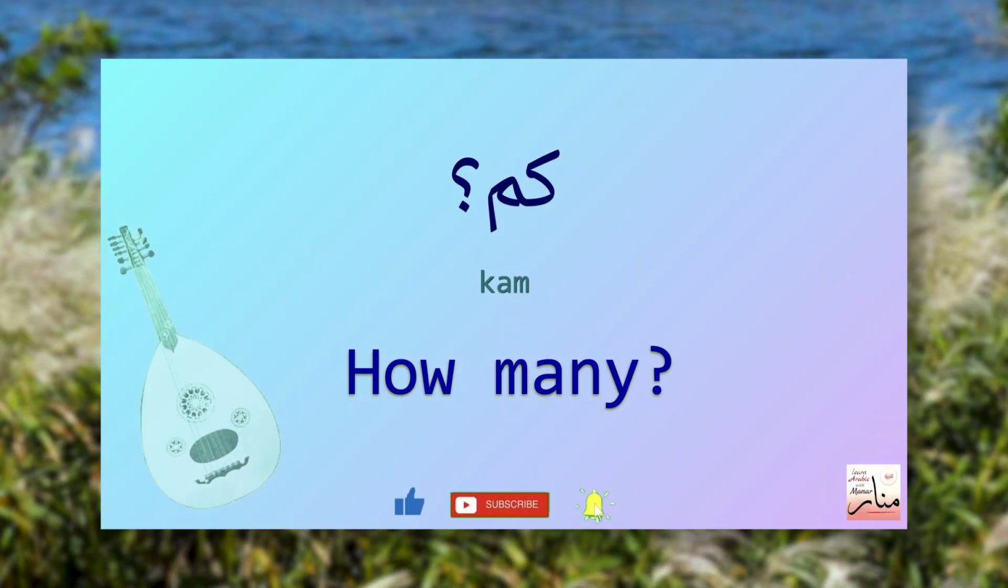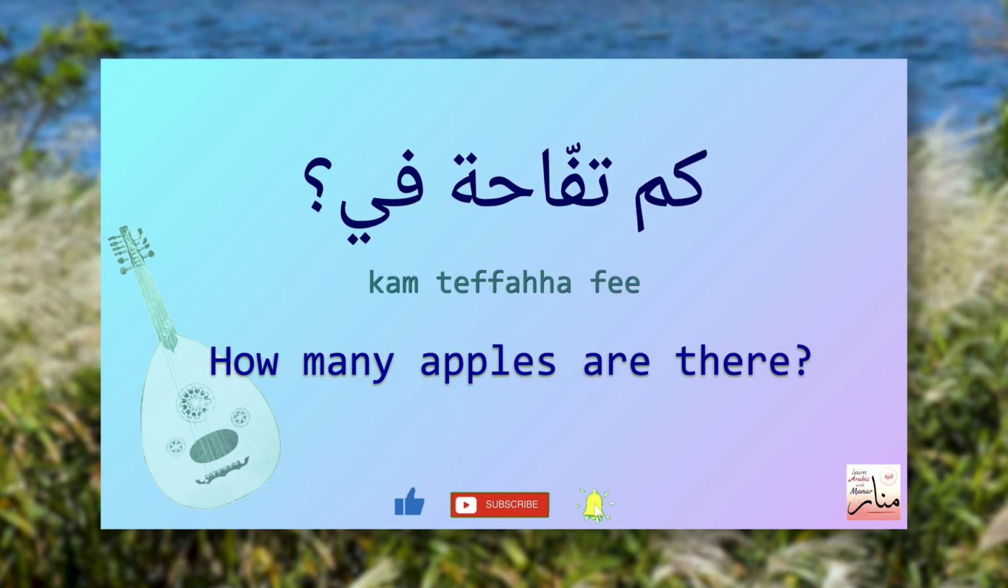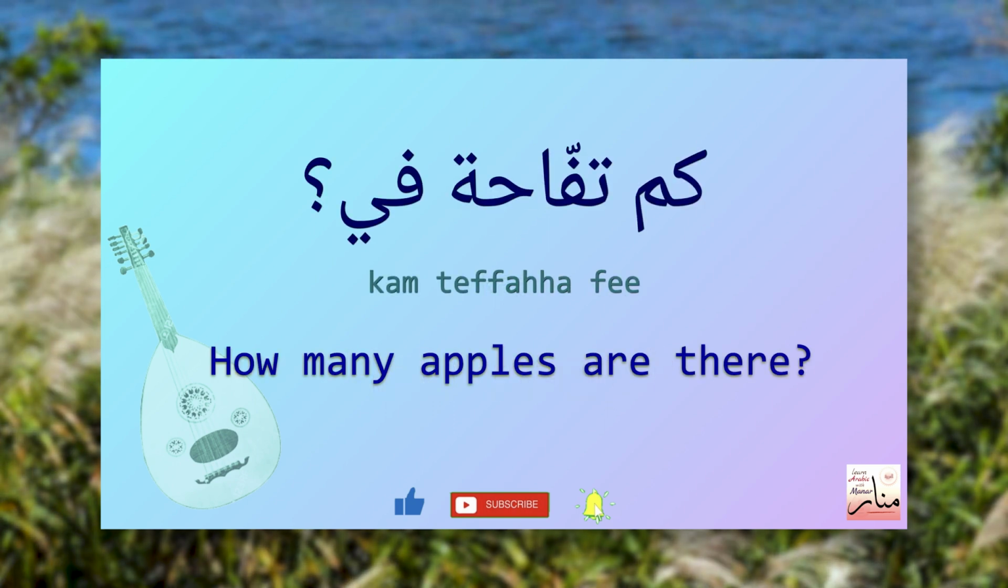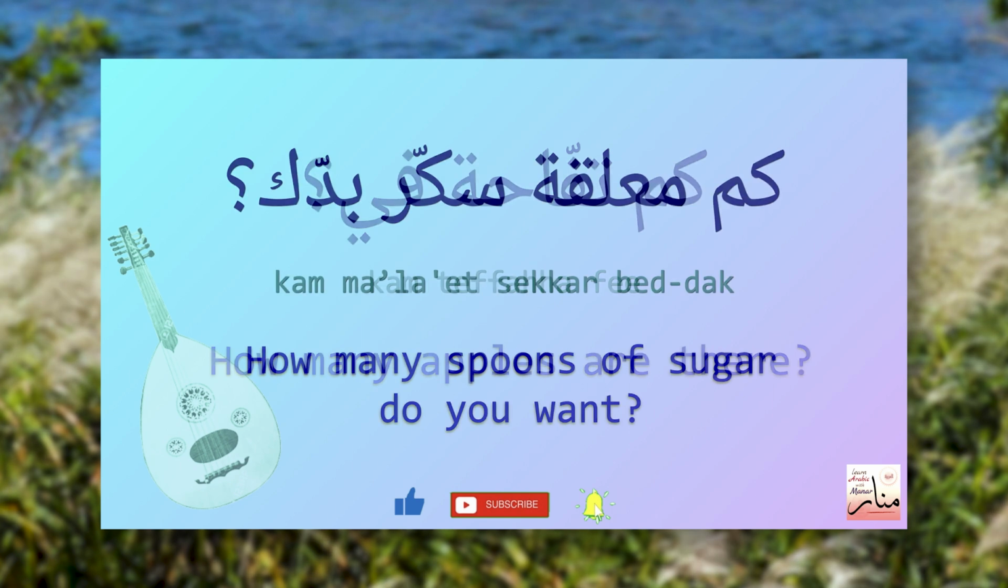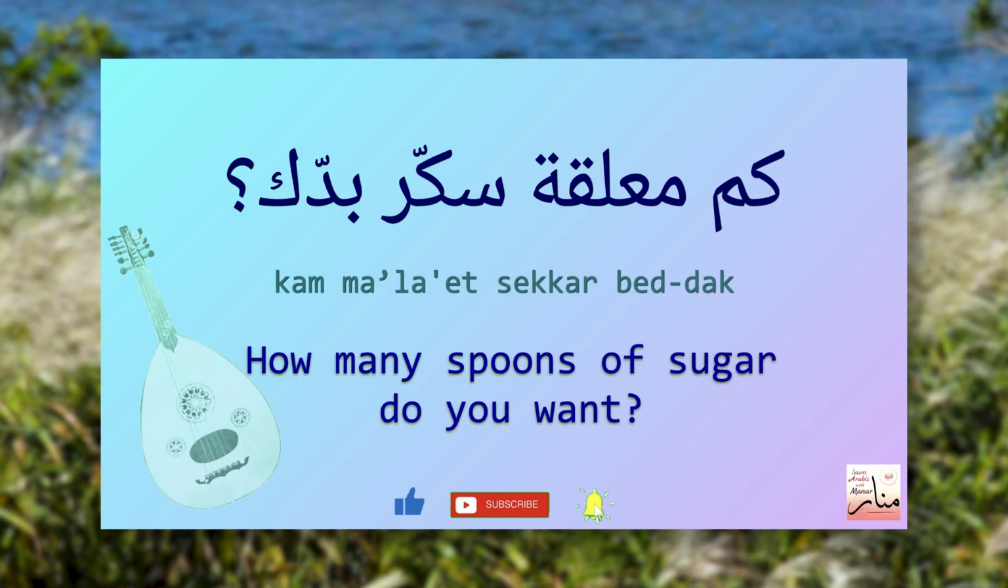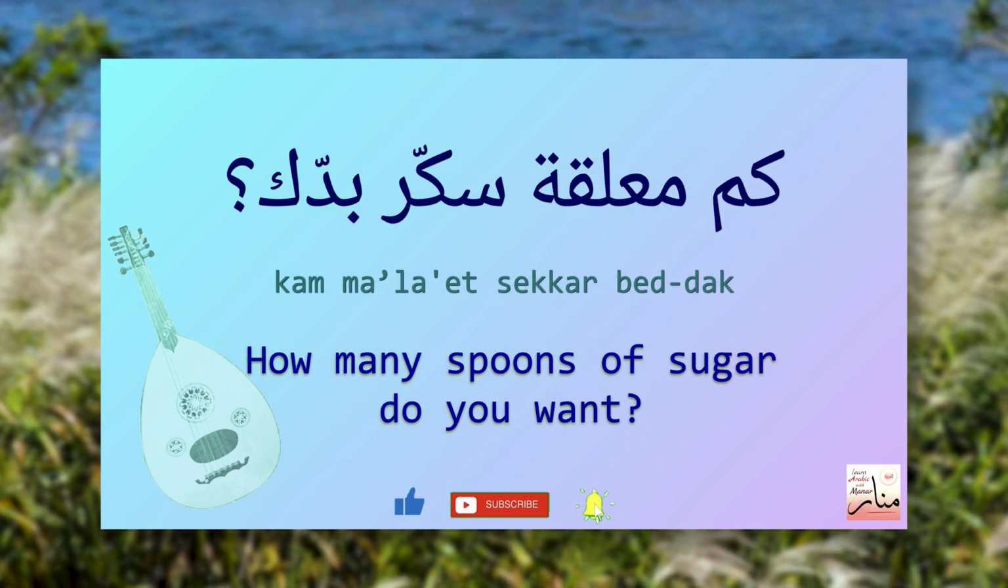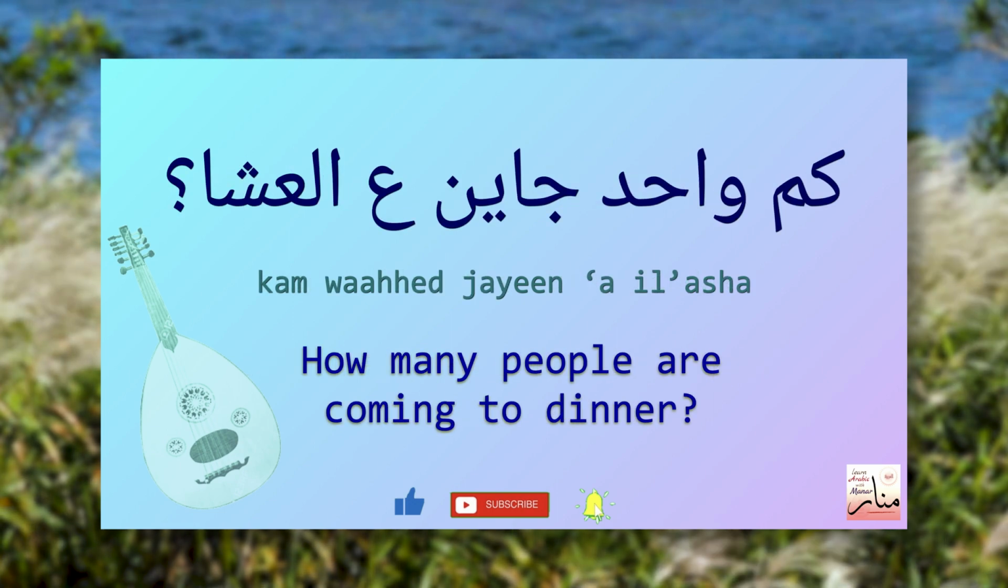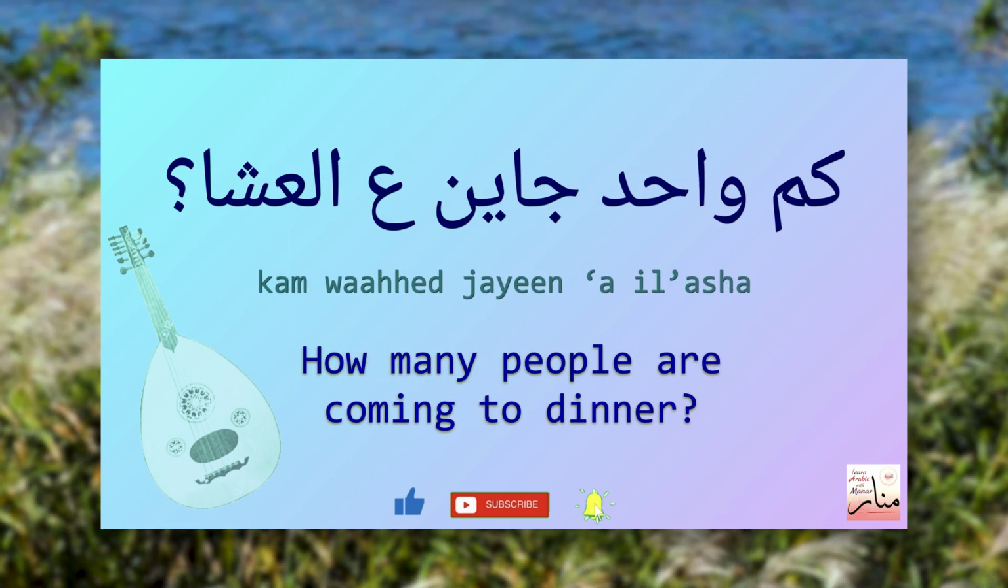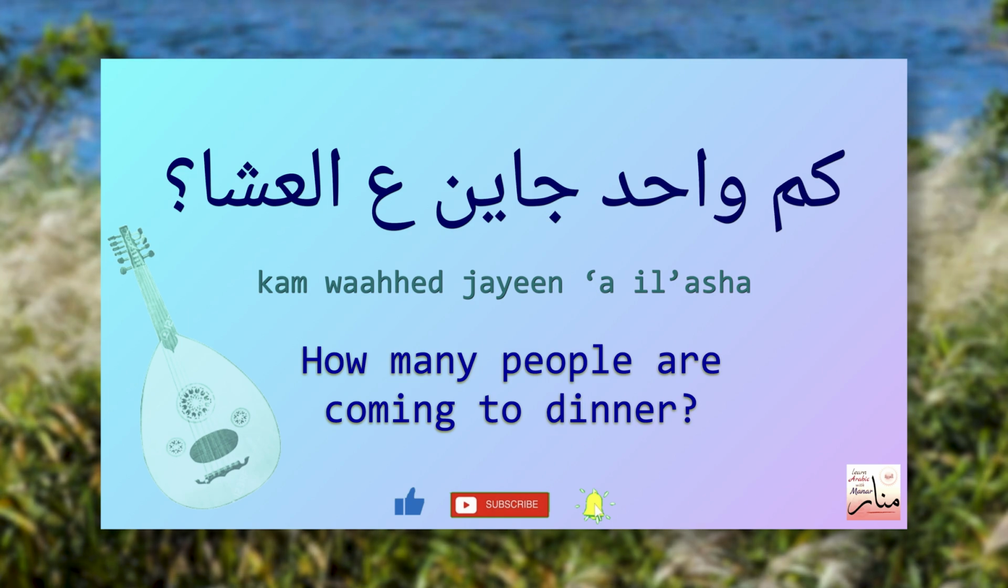Now, let's go over our words for today. How many? كم. How many apples are there? كم تفاحة في. How many spoons of sugar do you want? كم معلقة سكر بدك. How many people are coming to dinner? كم واحد جايين على العشاء.